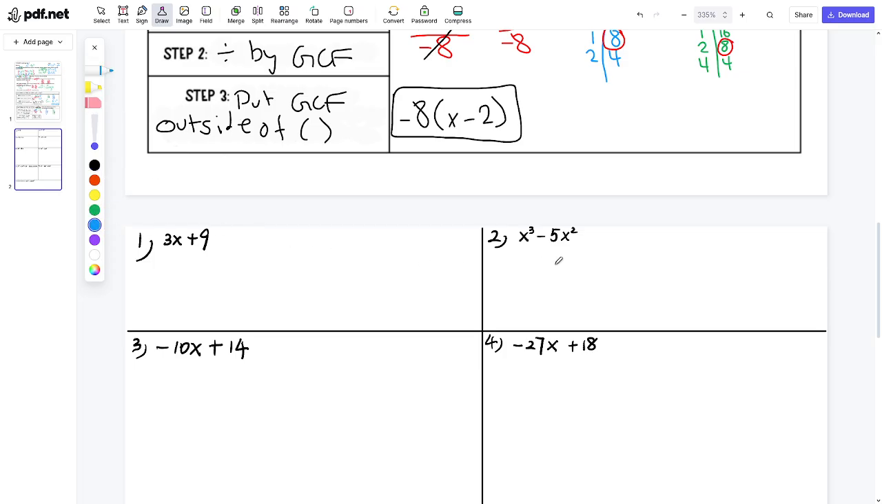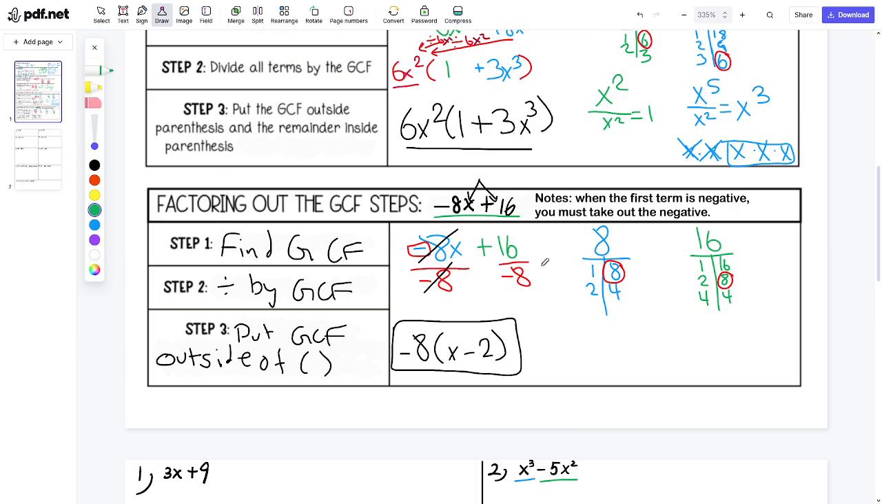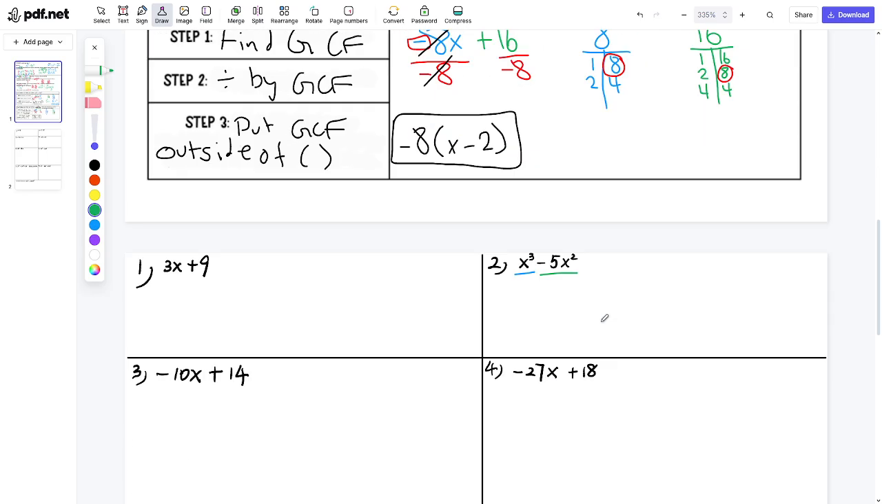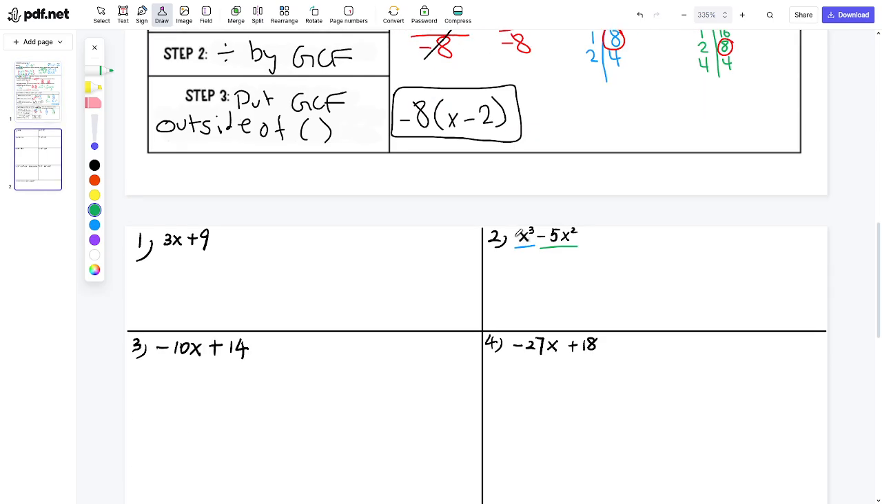First, let's identify our terms here. We have x cubed and negative 5x squared. First, is there a number that we need to find a GCF for? The answer here is no. Keep in mind, you only need to do the number part, like the 6, if both of them have a number. We don't need to find the GCF of 1 and negative 5, so we just go on to the variable step.